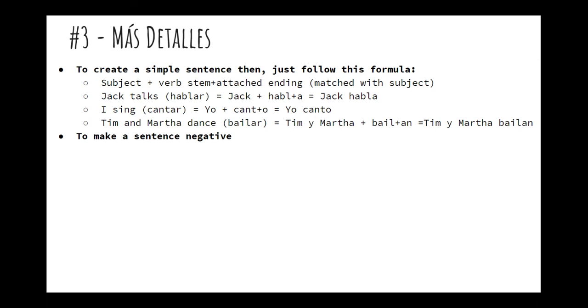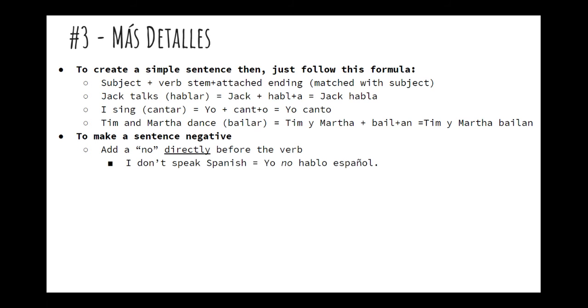Now to make a sentence negative, you're going to add a no directly before the verb. So I don't speak Spanish: Yo no hablo español. We don't work here: Nosotros no trabajamos aquí.